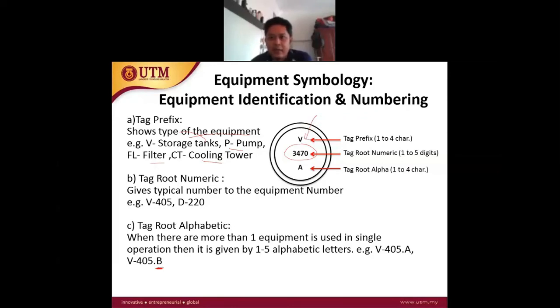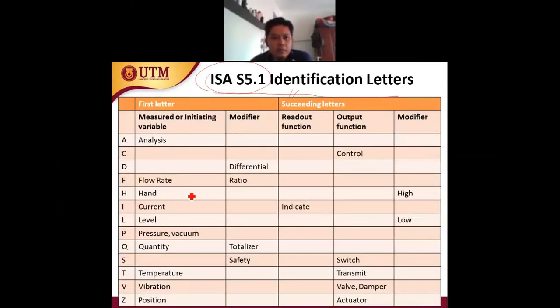Here, like the first tag, we can have 1 to 4 characters, numbers or letters. Normally, the first letter shows us the measured or initiating variable. For example, A is for analysis, F is flow rate, P is pressure, T is temperature, and V is vibration. And then the second letter is the modifier, giving us the modifying condition, for example, differential.